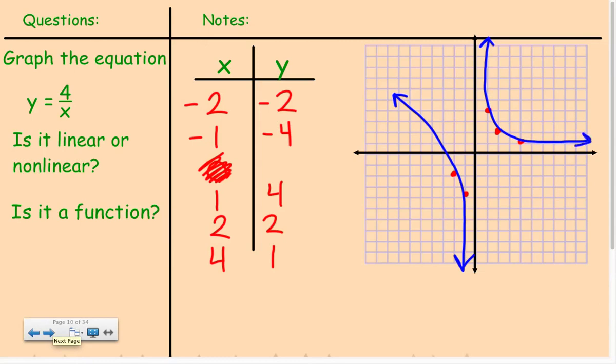So we've got to answer our questions. Is it linear? Does it make a straight line? Nope. Would it pass the vertical line test? Well, this is always slightly curving. Other one's always slightly curving. If it's always slightly curving, then it would pass the vertical line test.